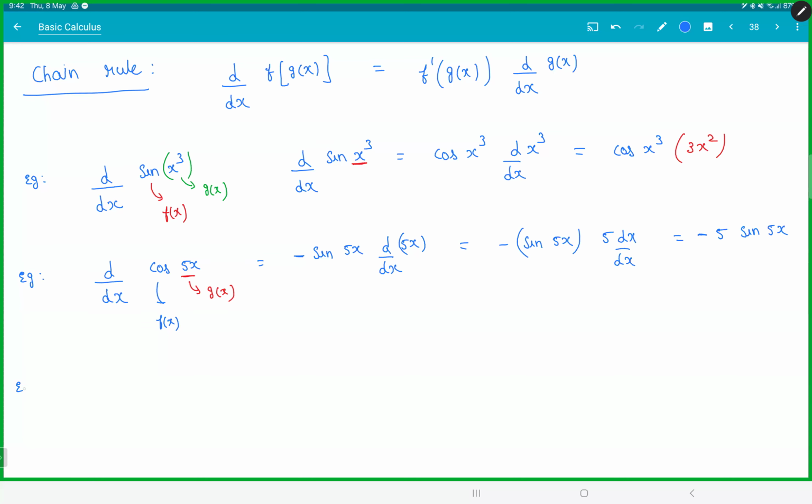Let me show you one more. d by dx of sine power 4x. Now we have not done anything like this before. So this can be written as d by dx of sine x to the power of 4.